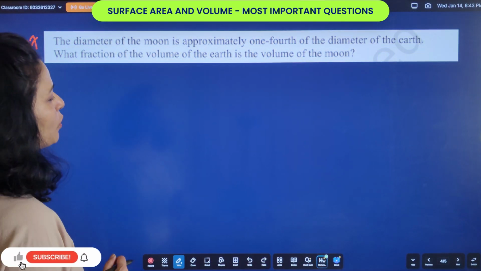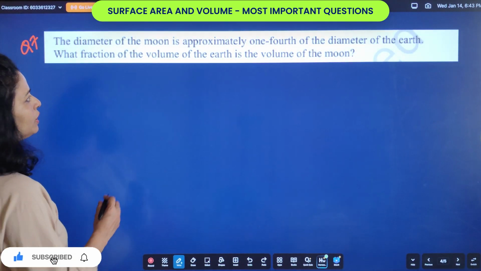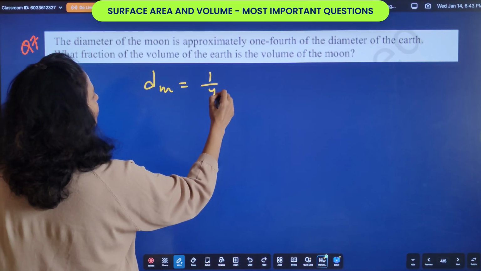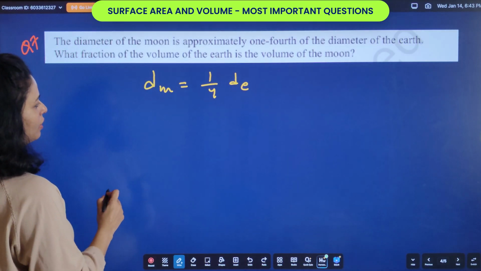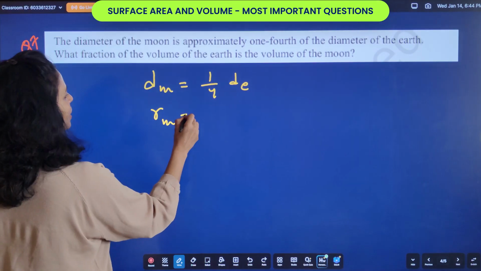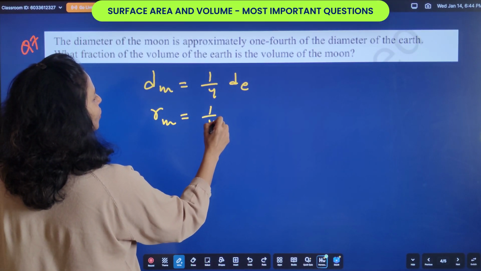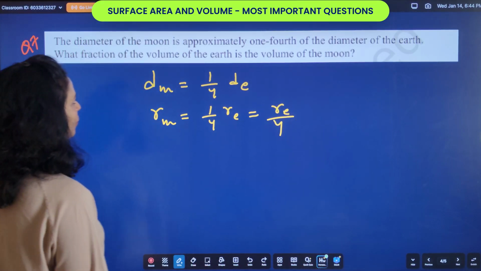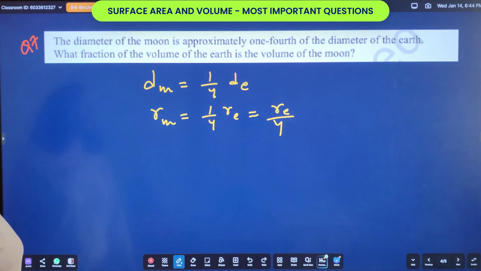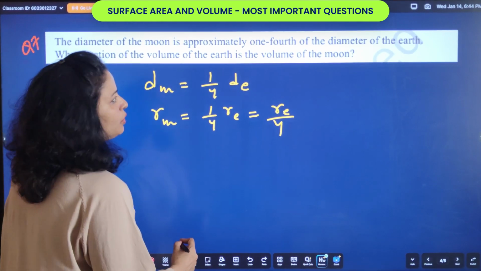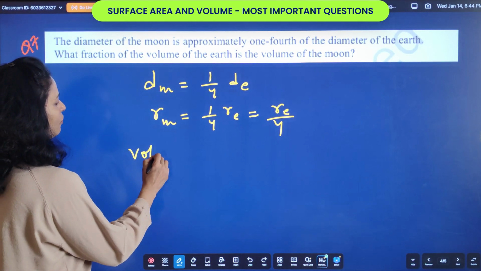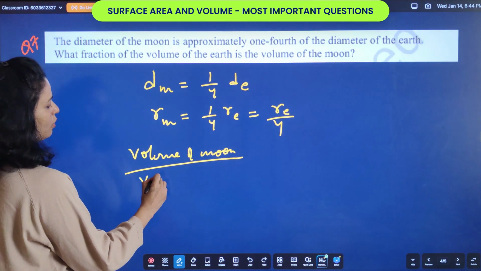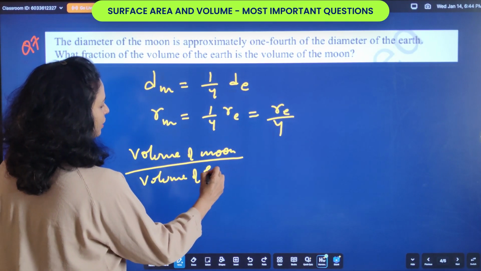Diameter of the moon is approximately 1/4 of the diameter of the earth. So diameter of the moon is 1/4 of the diameter of earth. So we can say radius of the moon is also 1/4 of the radius of the earth. We can write it as RE by 4. Okay, so you have to find the fraction of the volume of the earth to the volume of the moon. That is, you have to find volume of moon by volume of earth.